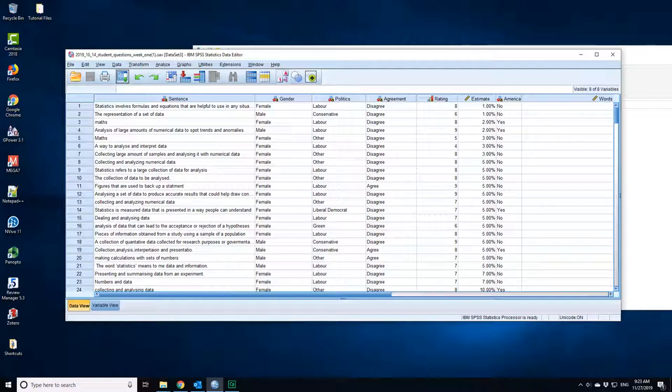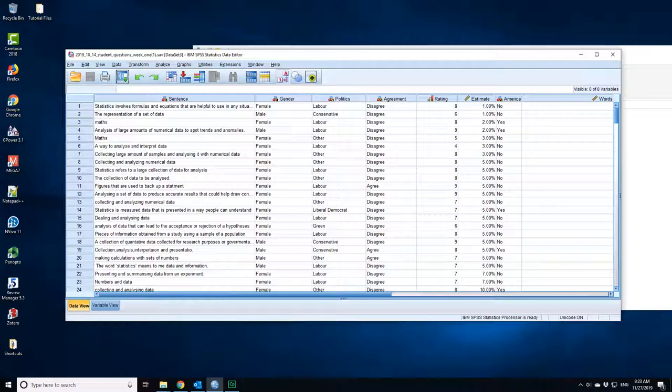So these type of questions. First question I can ask is, are men or women more conservative? So that relates to the agreement or disagreement with that statement. So I want to look at the relationship between the gender column and the agreement column. The other thing I can look at is, is there a difference in political preferences between the different genders? So I can look at gender and its relation to politics.